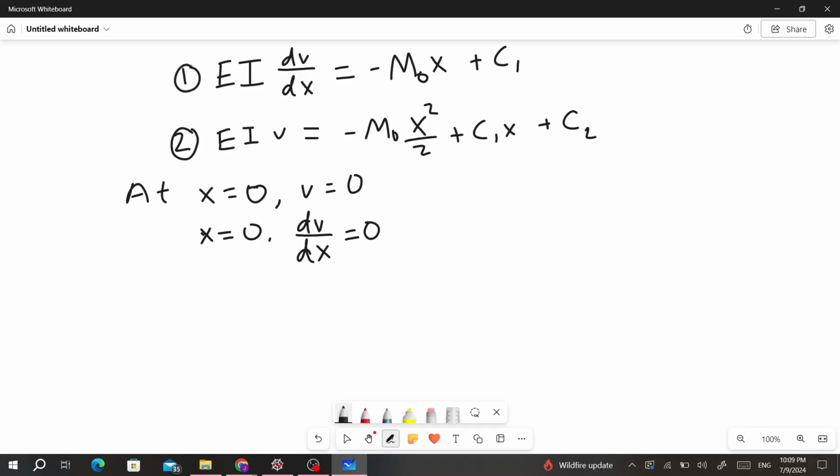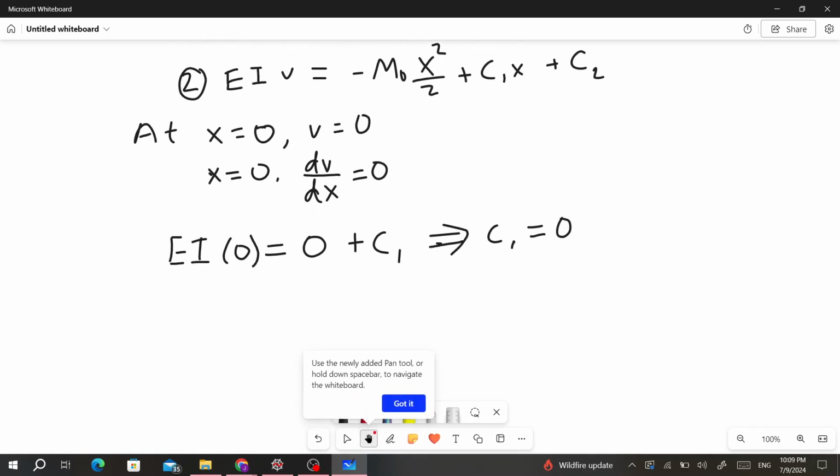So let's start with equation 1. We sub in the boundary condition that dv dx equals 0 when x is equal to 0. So subbing that in looks like EI times 0 equals minus M naught times x, and when x is 0 that's just 0, plus c1. This gives us our first constant of integration: c1 is equal to 0.